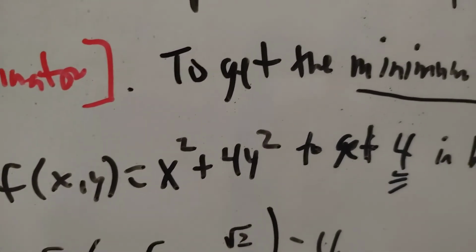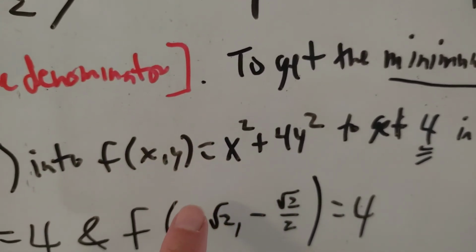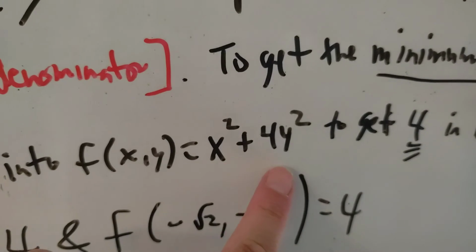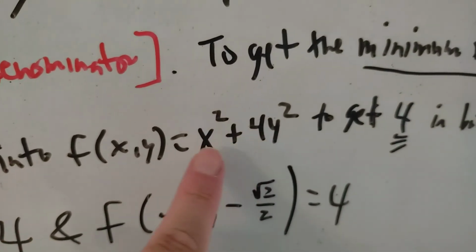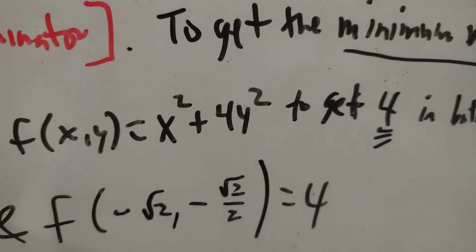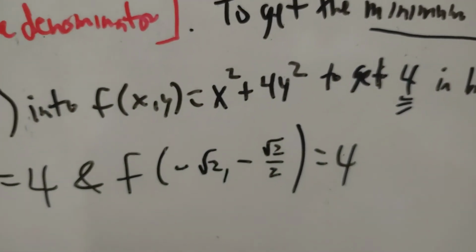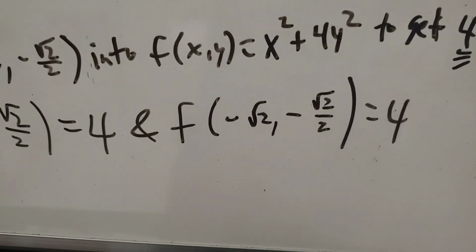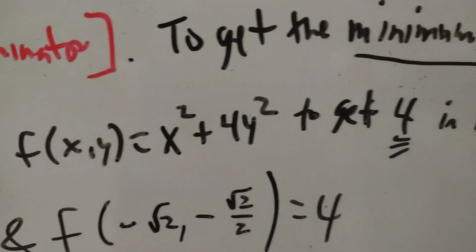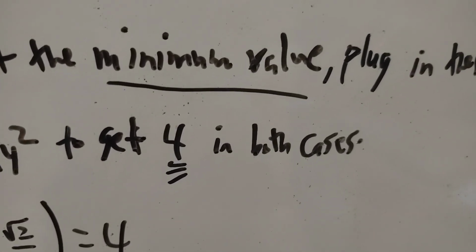Well, when you plug in x is the square root of 2 and y is square root of 2 over 2 and do the arithmetic, you're going to get 4. And likewise, you'll get the same answer for the other point because these are even functions. So if y is positive or negative, you're going to get the same output. So in both cases, you can try it at home. You should get 4 for your output.